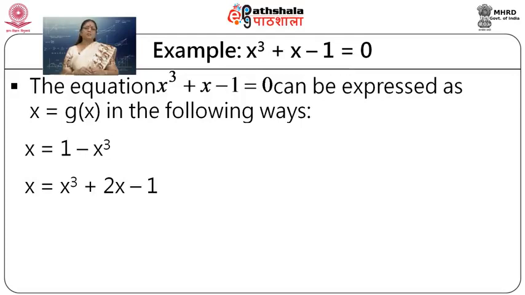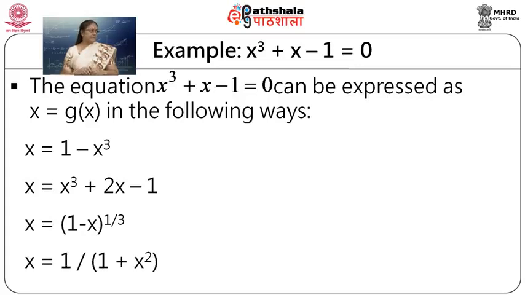So, if we add x on both sides, we get x = x^3 + 2x - 1. Still, the third way is, in this example, I keep x cube on the left side and take the other terms on the right side, giving me x^3 = 1 - x, and so x is the cube root of 1 - x, giving x as (1 - x) raised to 1/3.